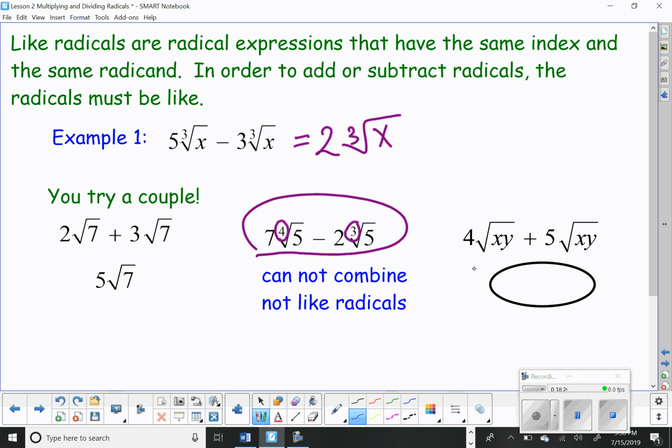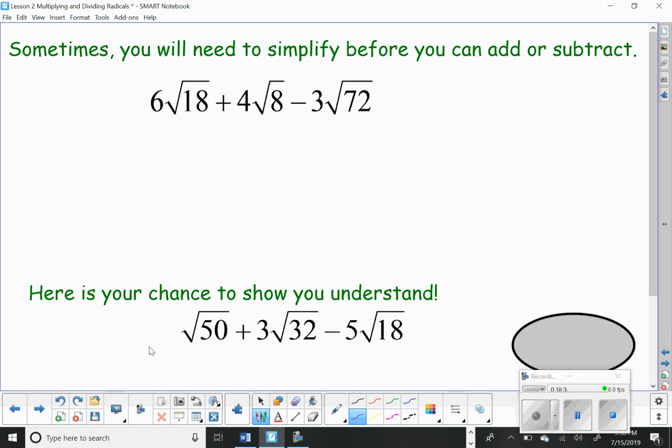Over here I have 4 square roots of xy, and I get 5 more. If I had 4 and I get 5, I now have 9 of those creatures. Alrighty. Moving on. Sometimes before you add and subtract, you need to simplify. So in this case, I first look at this problem and it looks like I can't do anything to it.